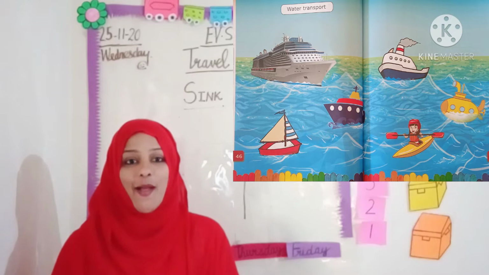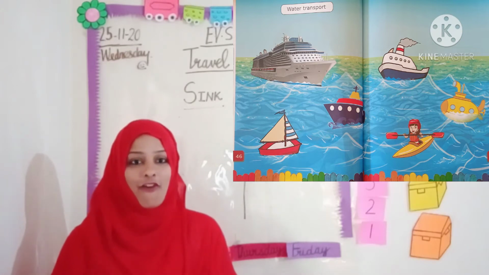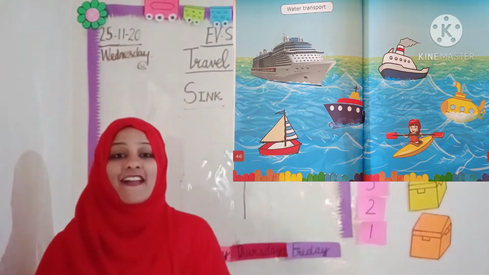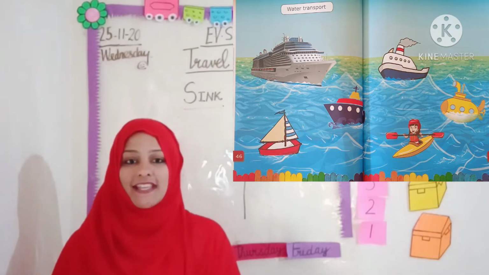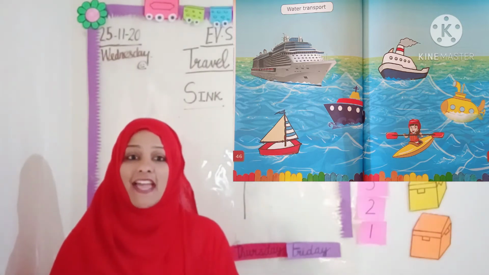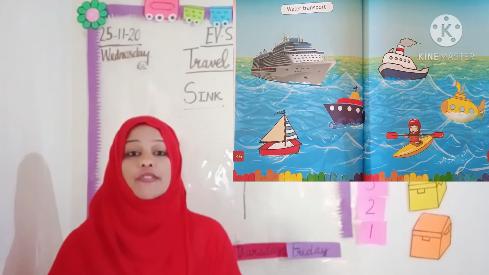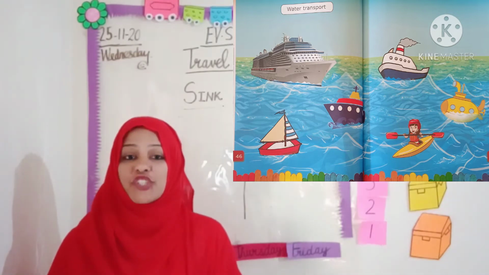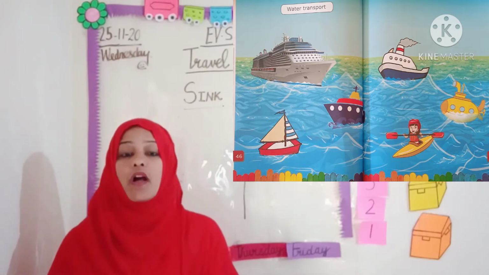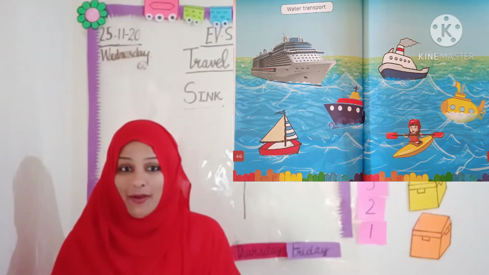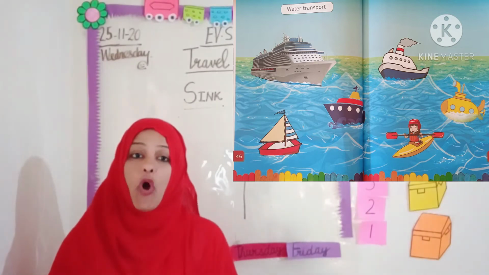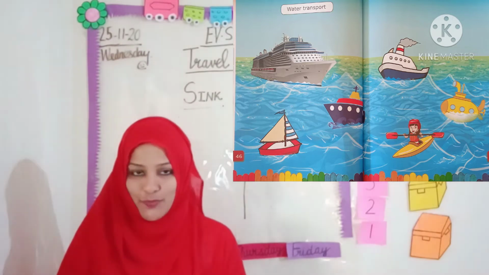Okay? Now, below, what is there? Yes, that is a sailboat. What is it? Sailboat. Okay? And at the top, do you see the smoke coming out of the ship? That's right. It is called a steamer. What is it called? Steamer. So, these were the means of water transport.